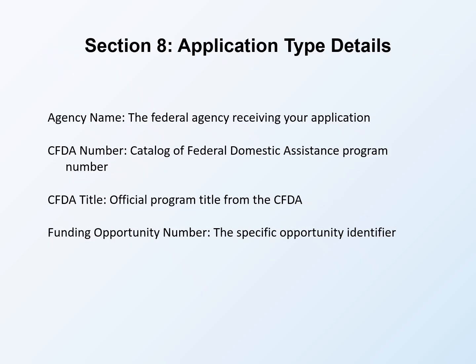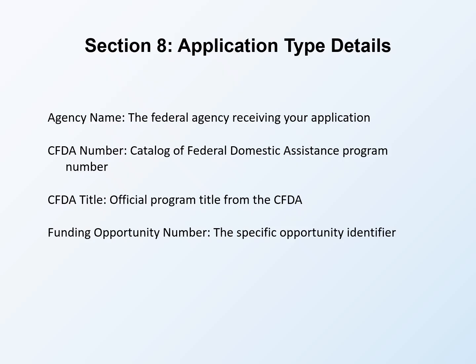Section 8 identifies the specific program and opportunity you are applying to. Agency name is the federal agency receiving your application. This is typically pre-populated when you access the application package through Grants.gov. Verify it shows the correct agency for your intended application. CFDA number is the Catalog of Federal Domestic Assistance program number, a 5-digit identifier in the format XX.XXX that uniquely identifies the federal program.